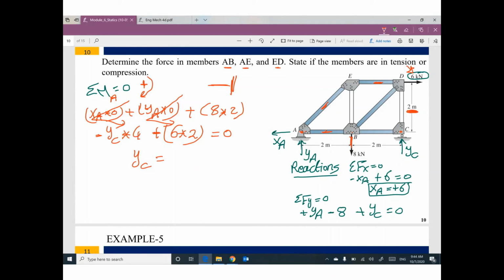How much is YC? 8 times 2 plus 12, divided by 4, will be 7 kilonewton. Go back here and put YC equals 7. Your YA will be positive 1. Guys, to make sure everybody in this class can do it correctly.